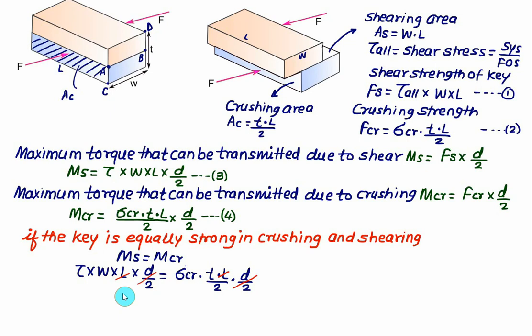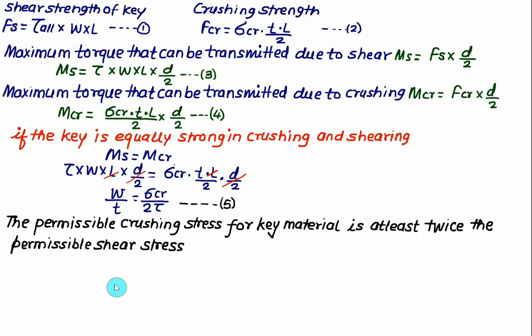So the ratio of the width of the key W to thickness T is equal to sigma CR divided by 2, divided by tau. We obtain this result if the key is equally strong in crushing and shearing. Now we know that the permissible crushing stress for a key material is at least twice the permissible shear stress. That is, the permissible value of the crushing stress is approximately equal to 2 times the permissible value of the shear stress.